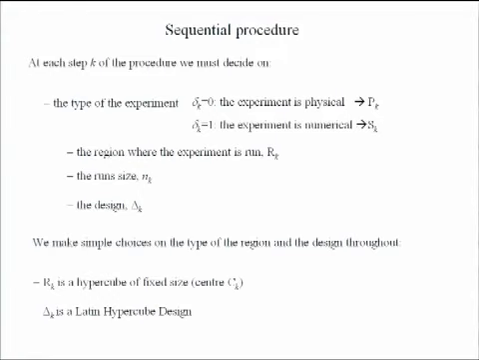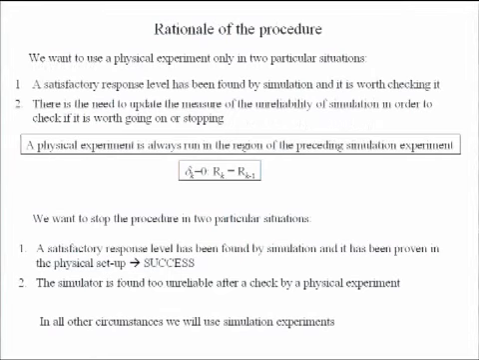We make simple choices throughout. The region is a hypercube of fixed size with center CK, and the design is a Latin hypercube. What is the rationale of the procedure? We want to use physical experiment only in 2 particular situations. So we want to use simulation experiments all the time, so it's easier to define where we don't use simulation experiment. We don't use simulation experiment, so we use physical experiment.